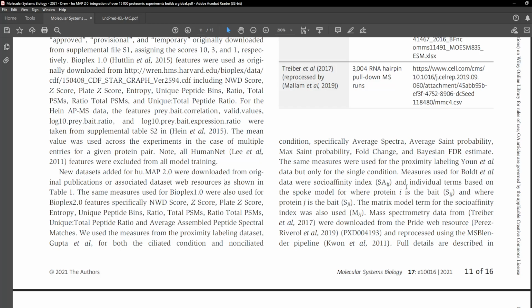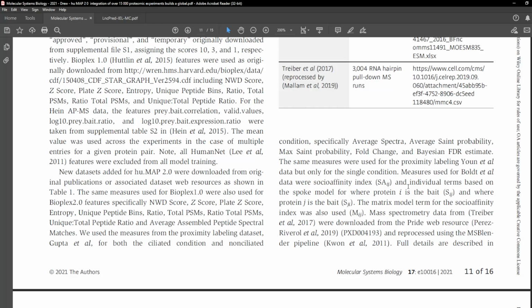Measures used for Bolt et al. data were socio-affinity index, SAI, and individual terms based on the spoke model, for where protein I is the bait, SIJ, and where protein J is the bait, SJI. The matrix model term for the socio-affinity index was also used, MAE.